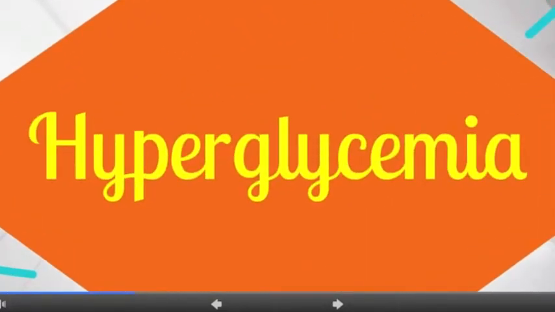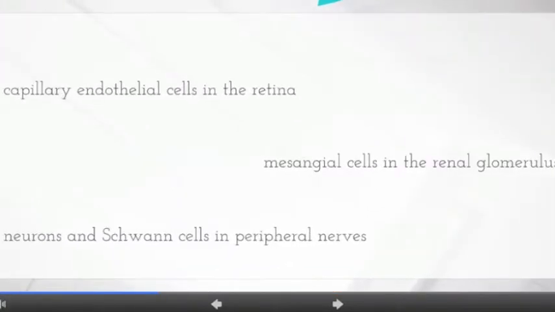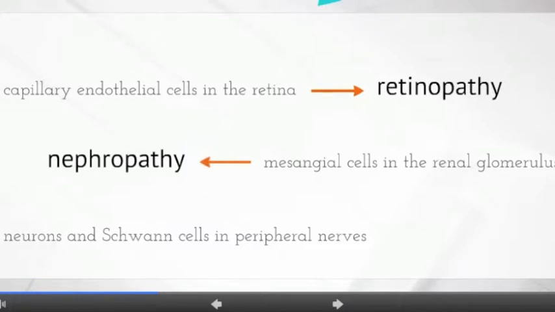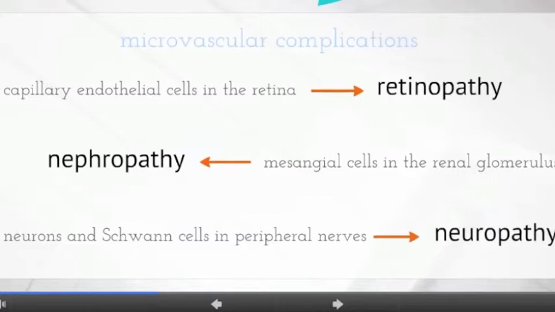Hyperglycemia bathes every cell type throughout the body. Consequently, what we see in type 2 diabetes is that cells that are unable to decrease the rate of glucose transported inside the cell become damaged. We see this specifically in 3 cell types: the capillary endothelial cells in the retina, the mesangial cells in the renal glomerulus, and the neurons and Schwann cells in peripheral nerves, collectively representing microvascular complications evidenced in diabetes: retinopathy, nephropathy, and neuropathy.